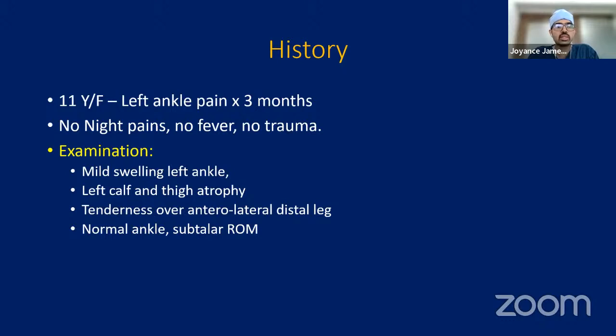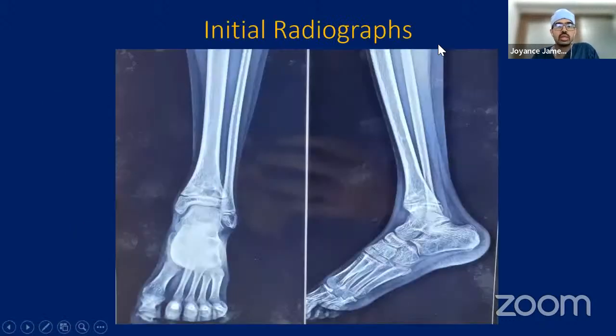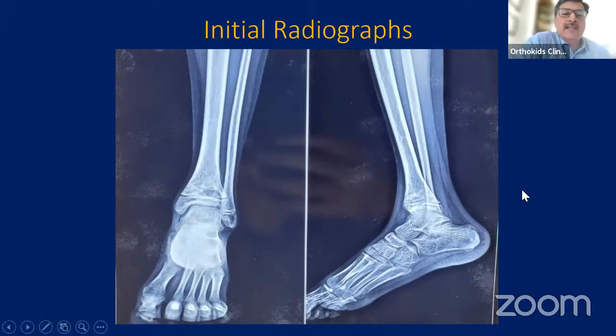On examination in the OPD, she had mild swelling in the ankle. Also, we noticed some calf and thigh atrophy. There was tenderness over the anterolateral distal leg. However, the ankle and the subtalar ranges of motion were normal. So we got ankle radiographs done. These are our initial radiographs. Yeah, so there was a lytic lesion near the growth plate in the metaphysis. So the first thing I thought of is infection.